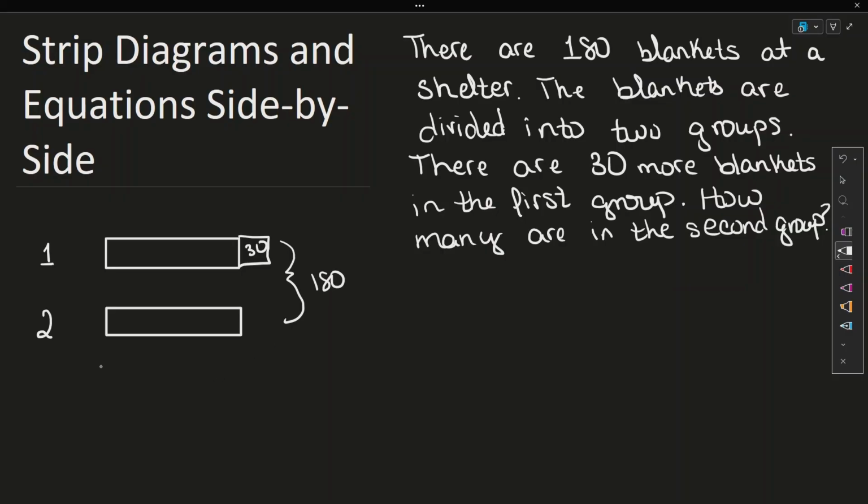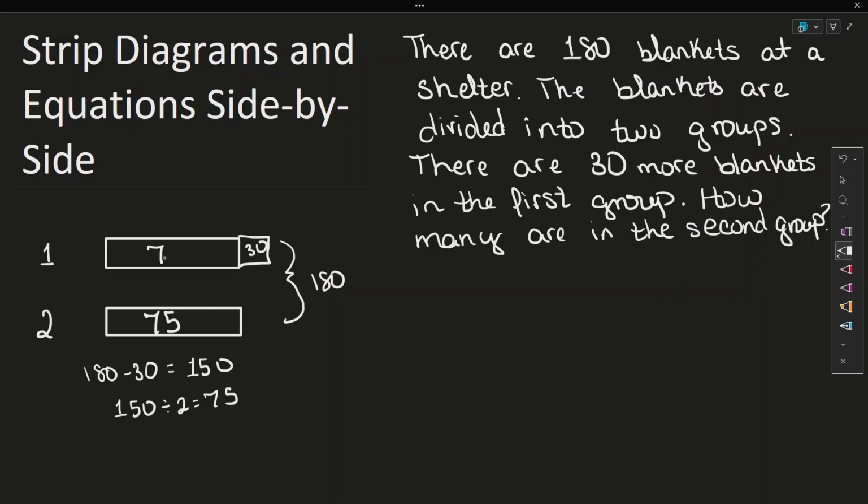So, our first step, we need to remove that 30 extra that we've already accounted for to know how much we have not accounted for. 180 minus 30 is 150. The remaining 150 blankets are split evenly between the matching 2 parts of the 2 groups. So we can divide that 150 by 2 to get 75. The second group has 75 blankets.